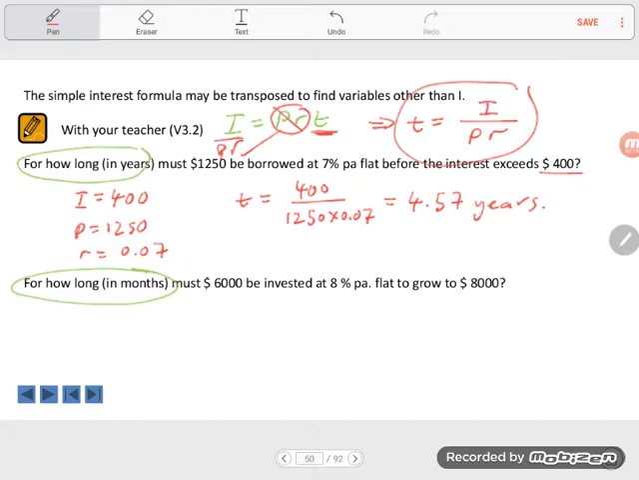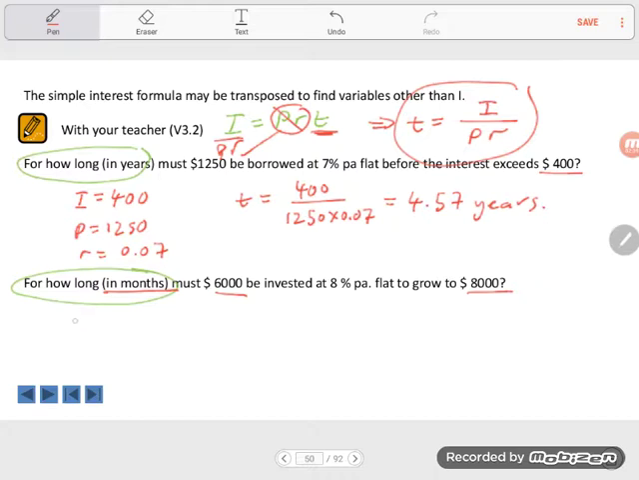Okay, very good. So you might want to pause the video and try the next one, but there are a couple of little differences there. Firstly, we're talking about months here. We're told 6,000 grows to 8,000. So pause the video if you like and try the question on your own. Right, I'm going to have a go at this one now.